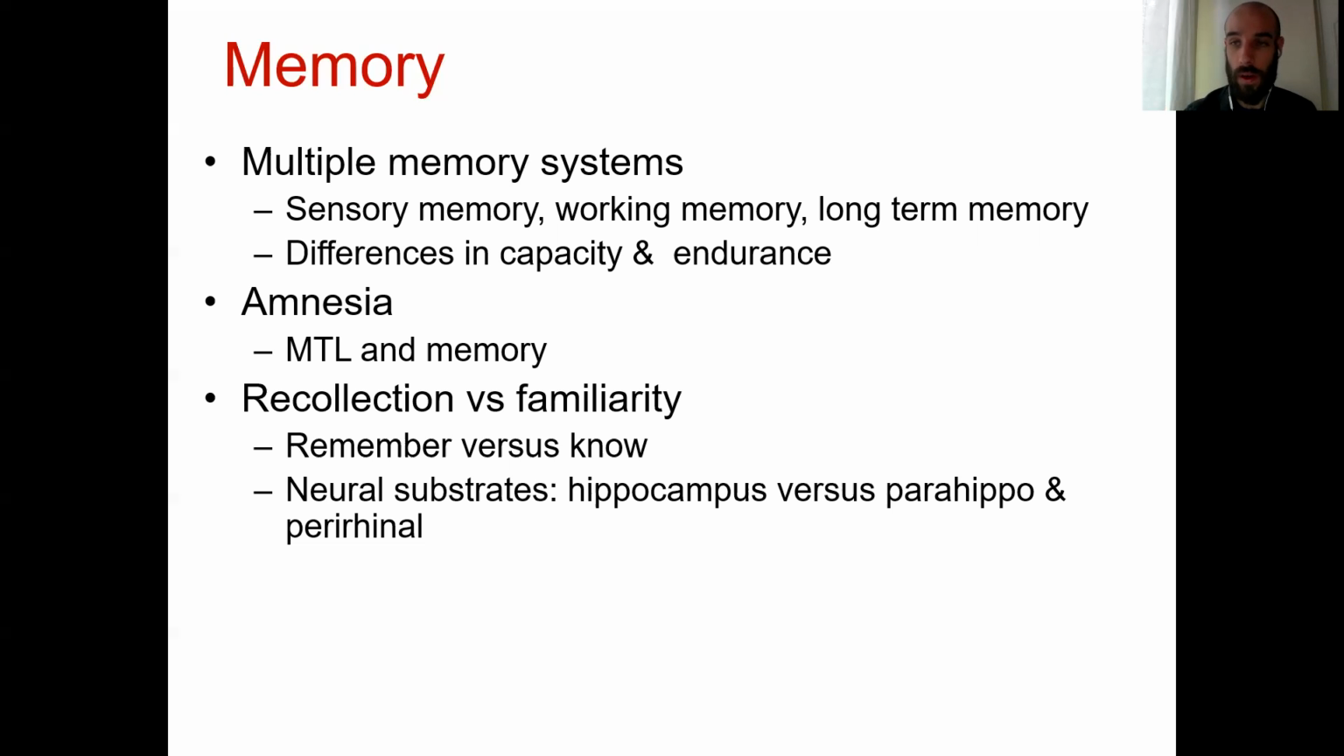And so the remember versus know paradigm is how we typically study that. It's basically a recognition task where you have two responses. Do you just know that you saw it, or do you actually have the memory of having seen it? And then we find that the hippocampus is involved in recollecting things. So recollection is in the hippocampus, and familiarity seems to be in the gyrus just inferior to the hippocampus, which is the parahippocampal gyrus.